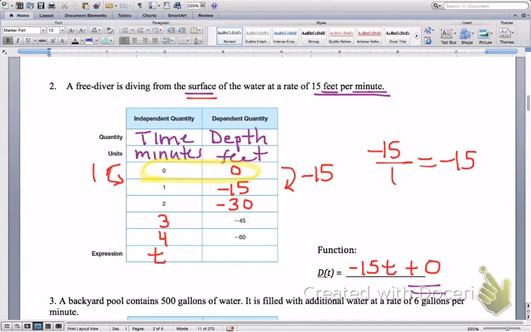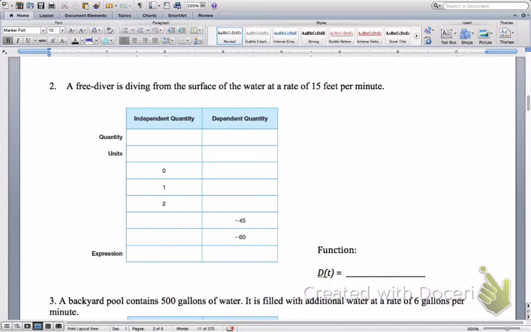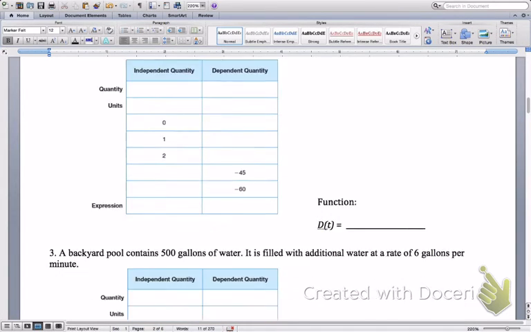So now we're going to go ahead and write our expression. Remember, this one goes here. I'm just going to write negative 15t. I'm not going to put the plus 0 this time. Let's go ahead and move on to the next problem. Let's go to number 3.